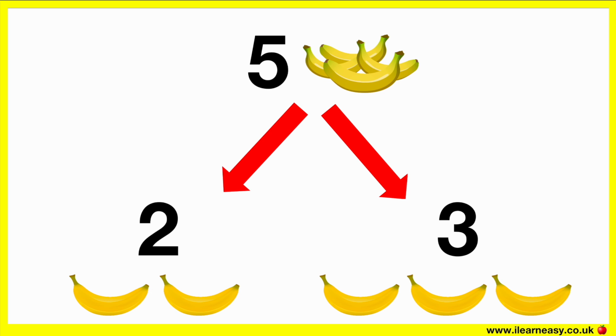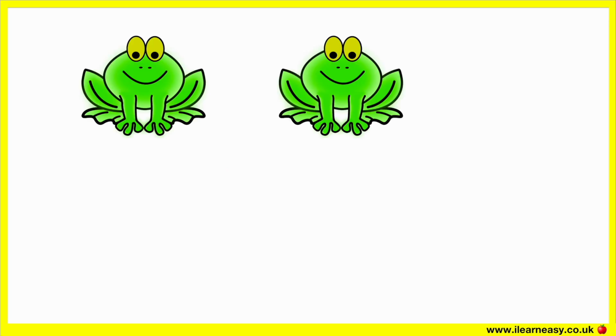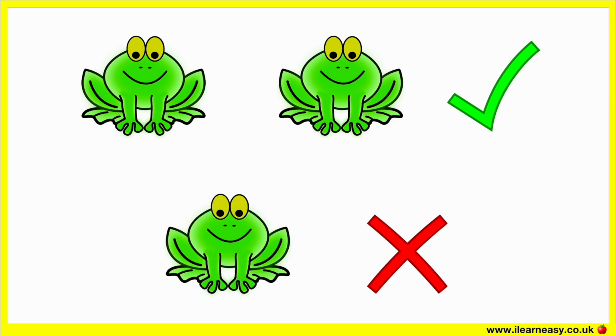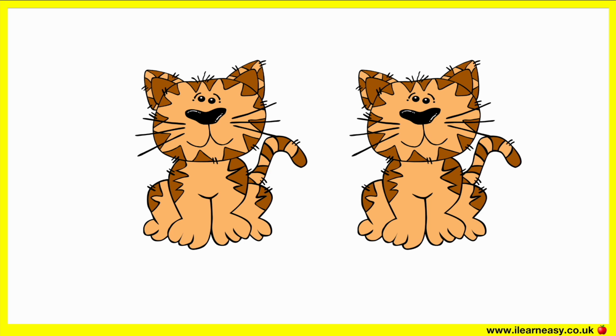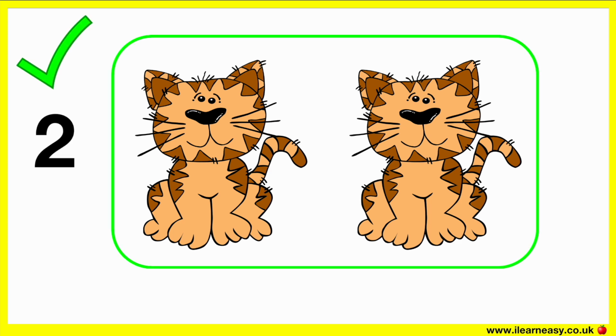An easy way to identify even and odd numbers is to think, does each have a pair or a friend? If each has a pair or a friend, then it's an even number. If it doesn't, then it's an odd number. Let's look at an example. Here are 2 cats. Does each cat have a friend? The answer is yes, it does. Therefore, 2 is an even number. To make it easier, we can outline the pairs of 2.